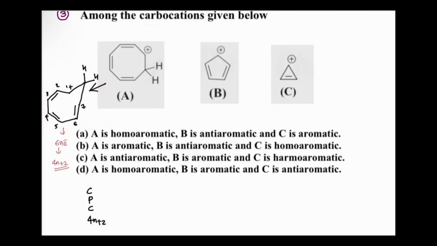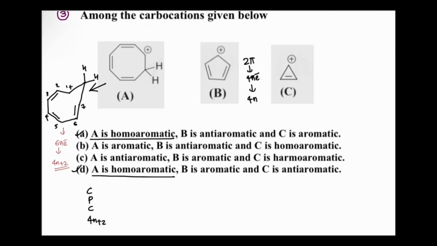So the molecule A will become homoaromatic. In option A, we can see A is homoaromatic, and in option D also, A is homoaromatic. So the answer is either A or D. Okay. Now the compound B, here we have a total of 2 pi bonds. That means a total of 4 pi electrons. So from here itself we can see it is an example of a 4n system.